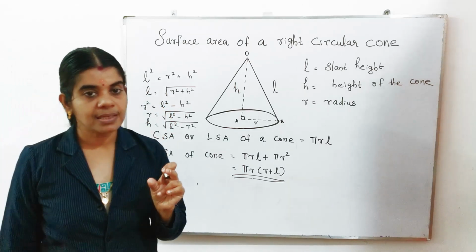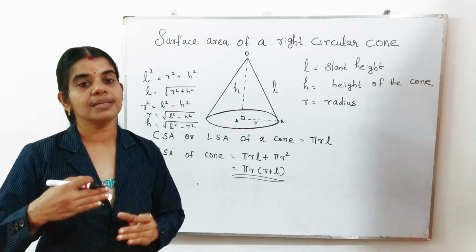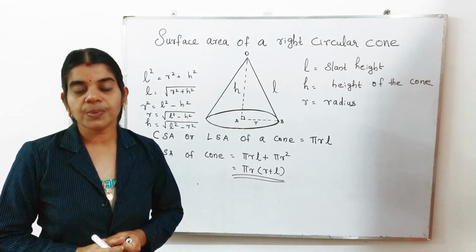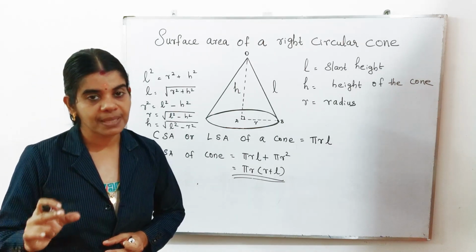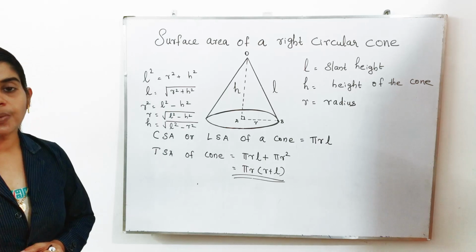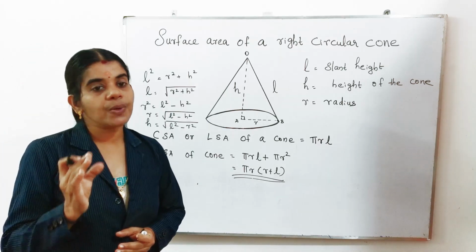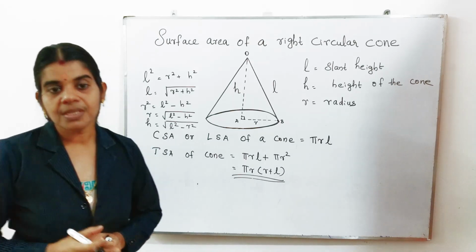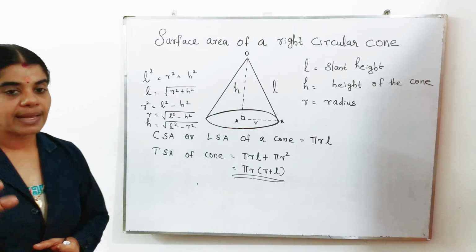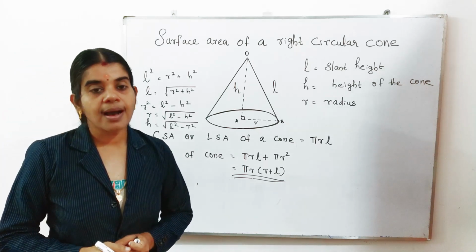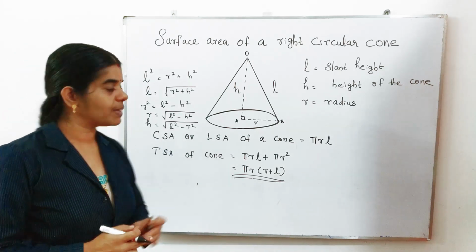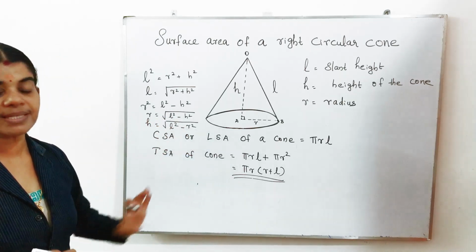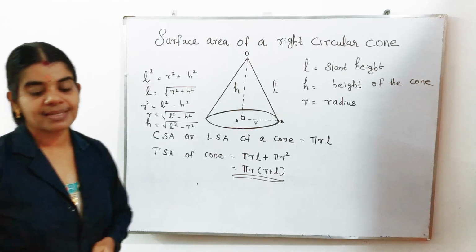In the case of L, remember that L is the longest side, so you add the squares of the remaining two sides. So L is equal to root of r square plus h square. If you are finding h or r, you subtract from L square. So h is equal to root of L square minus r square, and r is equal to root of L square minus h square. Clear this?